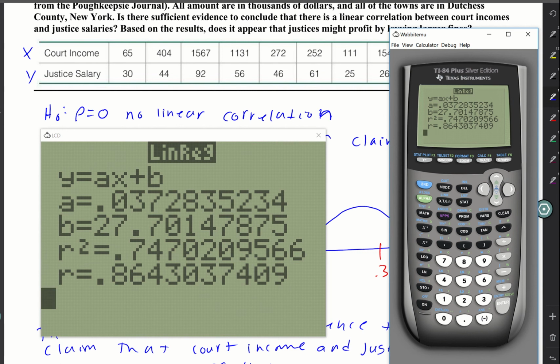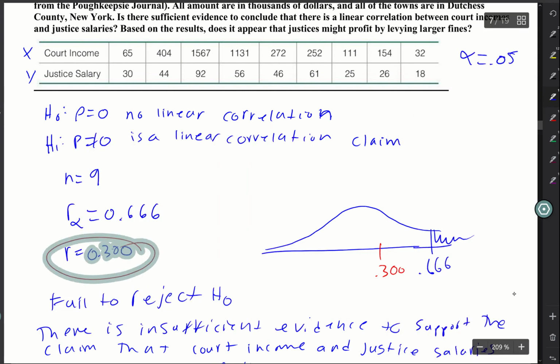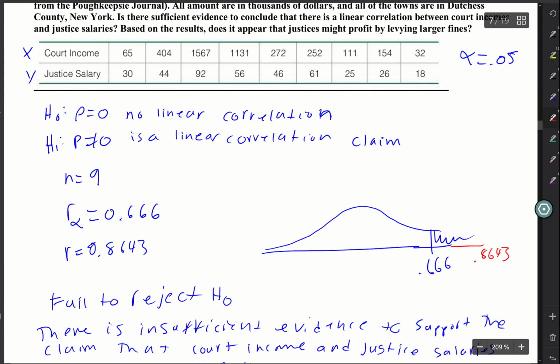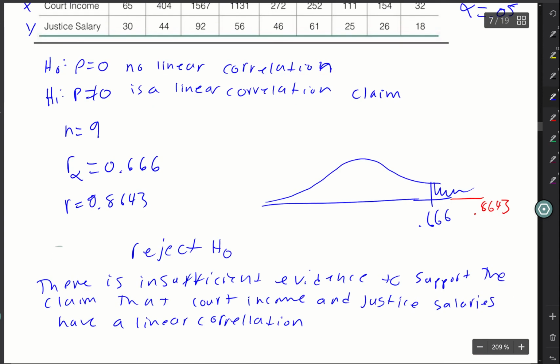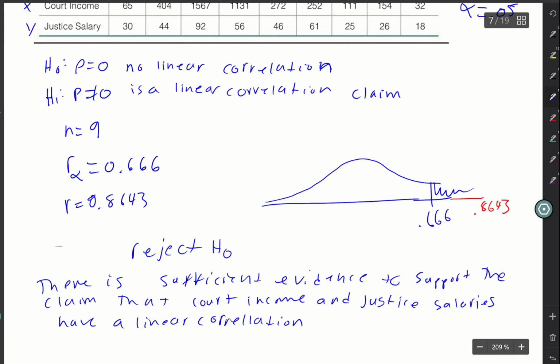Alright, that's a lot different. So 0.8643, what is that going to do? There's no more reject, so we're moving this. It's going to be out here further at 0.8643. And we would reject. Reject the null, and now what does that do down lower? It doesn't have to change a whole lot. All I have to do is get rid of the insufficient and change it to sufficient evidence to support the claim that the court income and justice salary are linearly correlated. Which is probably not good if you're going in for a fine.